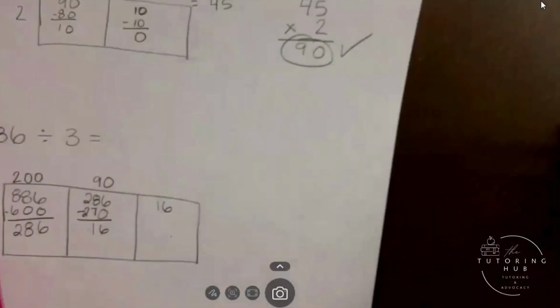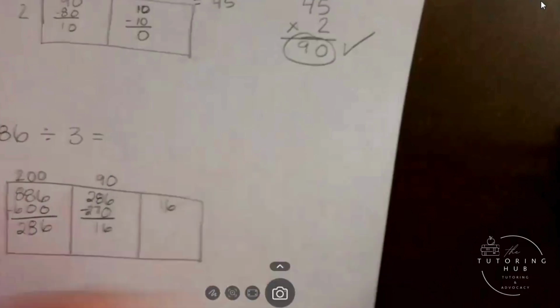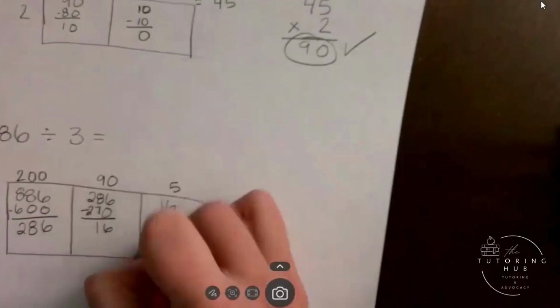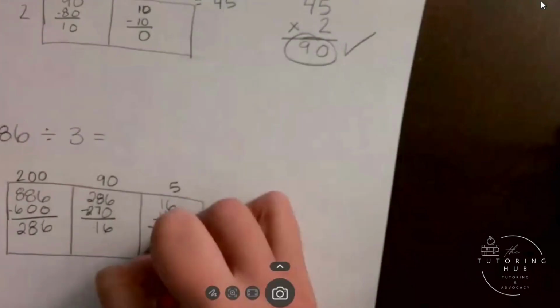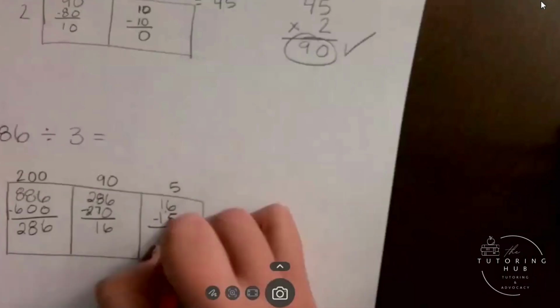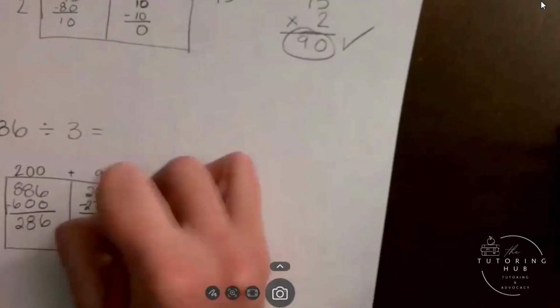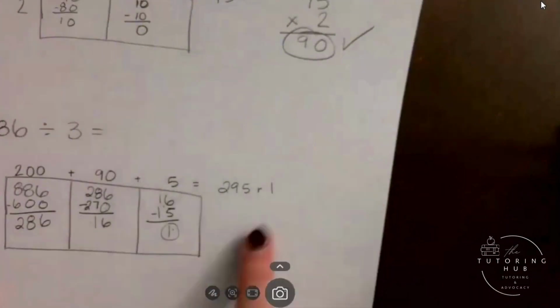So 3 cannot go into 1, right? So we're looking at the whole number 16, okay? So 3 times 5 gets me close to 16, which is 15. So 6 minus 5 is 1. 1 minus 1 is 0. So now I'm going to have a remainder because I'm out of my boxes, right? Okay, so 200 plus 90 plus 5, I get 295. And then I had a 1 down here, so that is going to be my remainder.